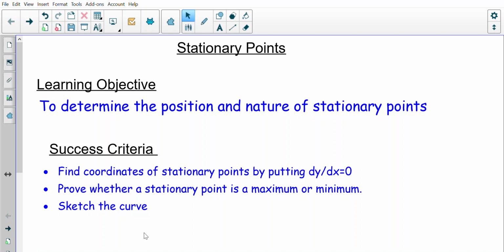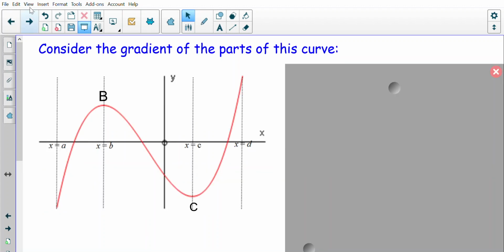We're going to learn how to find the coordinates of stationary points and determine whether those stationary points are a maximum or a minimum. We're then going to use that information to sketch the curve. So let's consider again the gradients of the parts of this curve.